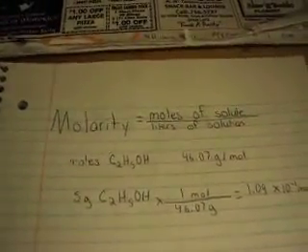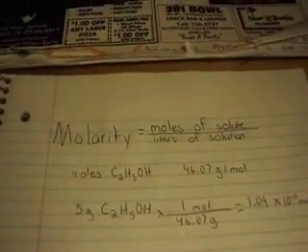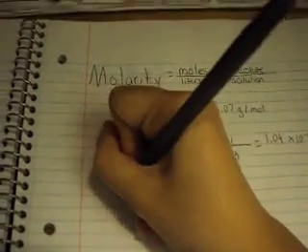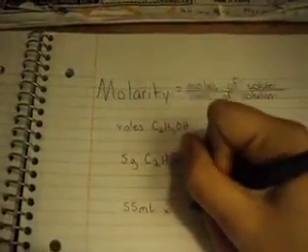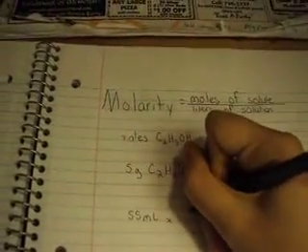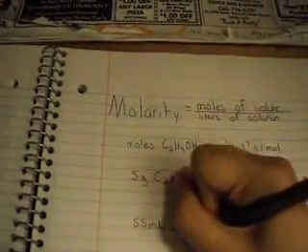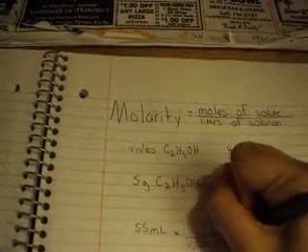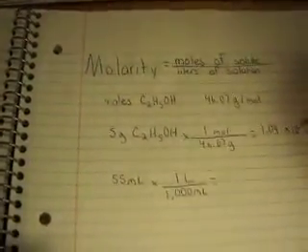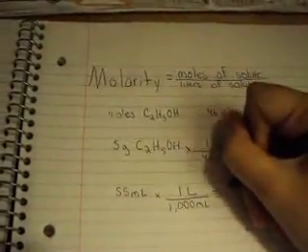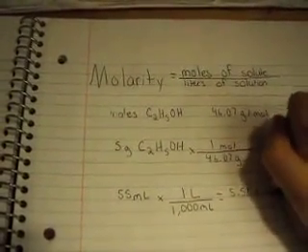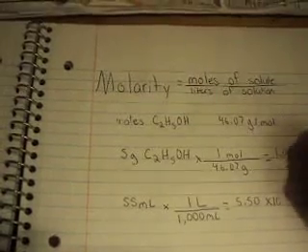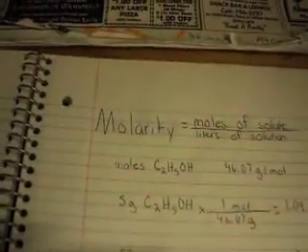Now we're going to find the liters of solution. It's given that we have 55 milliliters, and there is 1,000 milliliters in 1 liter, which gives us 5.5 times 10 to the negative 2 liters of solution.